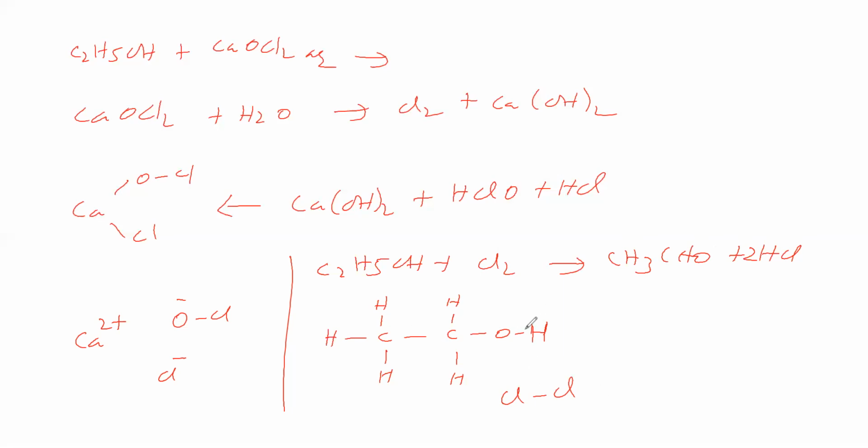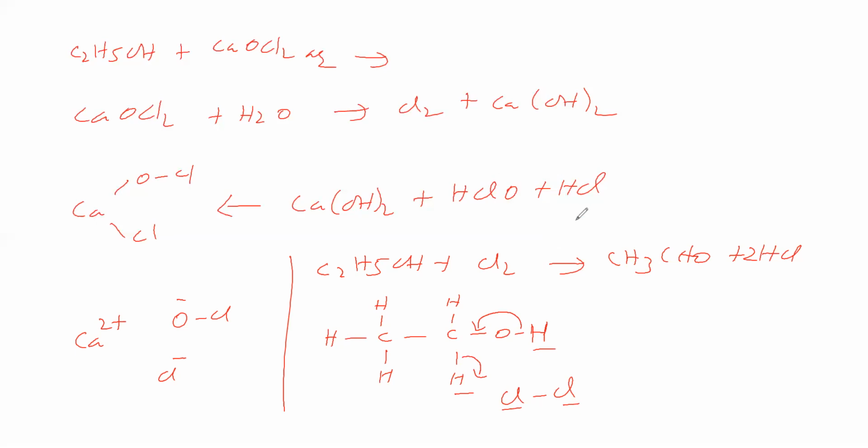We have to see how the reaction takes place. This bond is migrating, this bond is coming, and this H and this Cl form HCl, and this part becomes aldehyde. That means ethanol is converting into aldehyde. Hydrogen is removed from here, therefore it is undergoing oxidation. So ethanol undergoes oxidation to give acetaldehyde. Chlorine is the oxidizing agent.